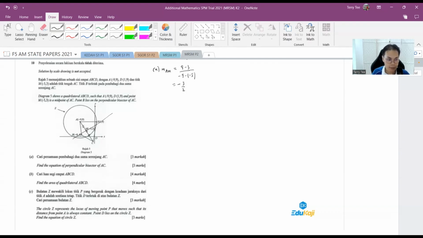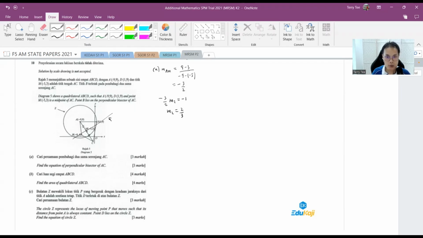Okay. Second thing, let's find out the gradient of this perpendicular line. Now we know that when two lines are perpendicular, M1 dot M2 must be -1. So your gradient of your second line is now 2/3. Okay, so now that I know gradient of this line is 2/3, and we know it passes through point M.